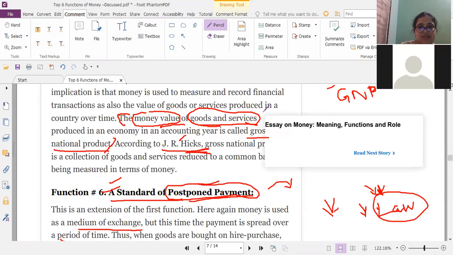Like in national income, GNP and all, how do we calculate? How is it used as a unit of account? Then we saw money as a standard of postponed payment. That is, we can make payment later for the goods and services which we are purchasing right now, right? That is postponement of payment.